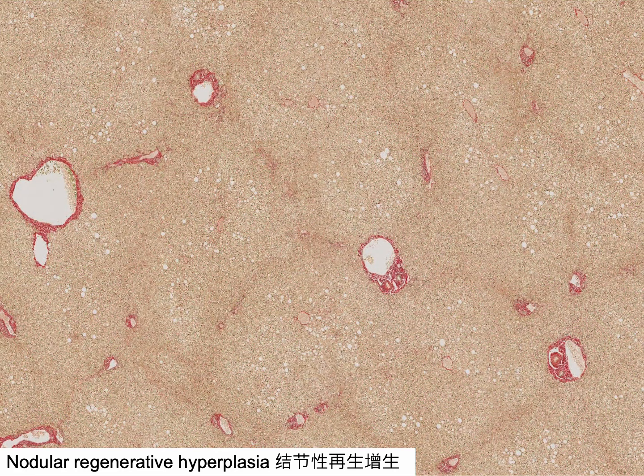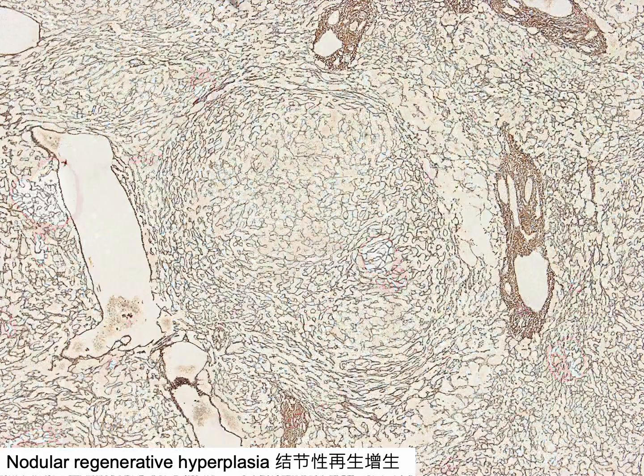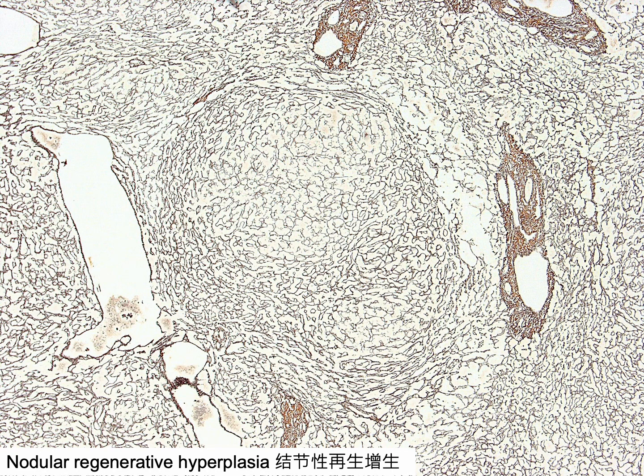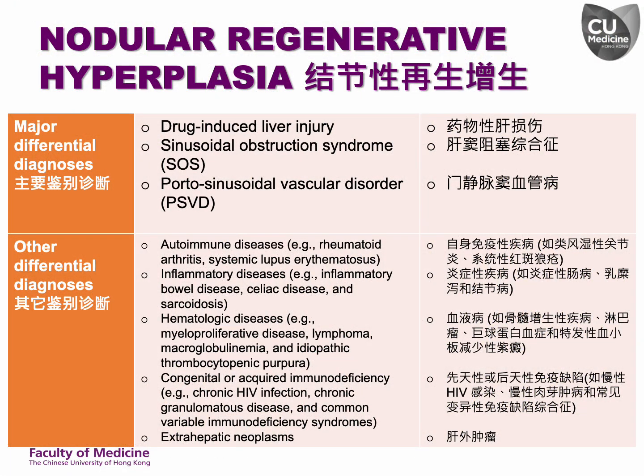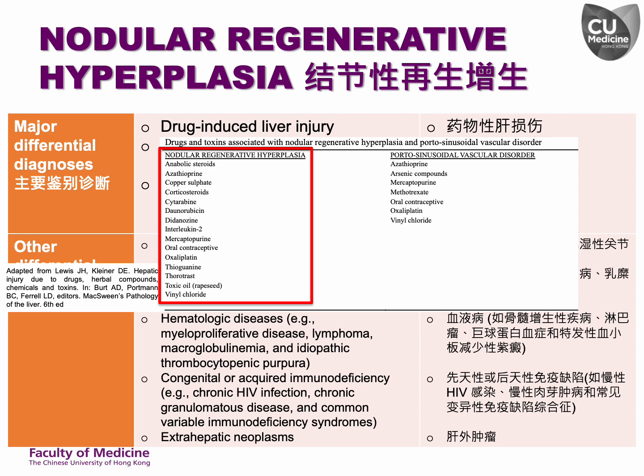Sirius red stain confirms the absence of fibrous septa surrounding those nodules of NRH. The reticulin stain not only demonstrates the absence of fibrous septa, but also visualizes the atrophic hepatocyte cords at the periphery of the nodules. NRH is associated with a wide range of conditions. If the patient doesn't have any systemic disease, major considerations include drug-induced liver injury, sinusoidal obstruction syndrome, and portal sinusoidal vascular disorder. These medications are associated with NRH.